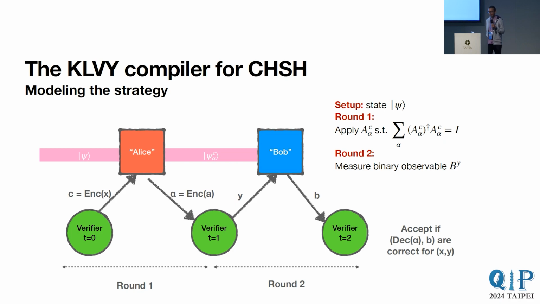Hi, thanks for the great talk. You were mentioning MIP star at some point. Could you explain a bit more about what challenges there are in extending this to the Magic Square game and combining with the low degree test or all these techniques?